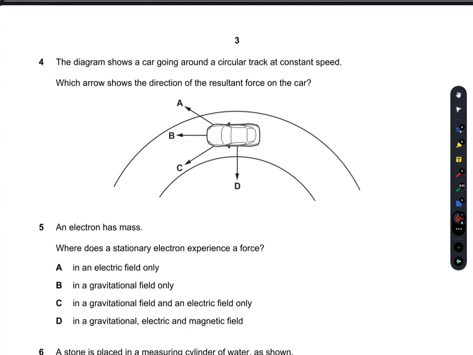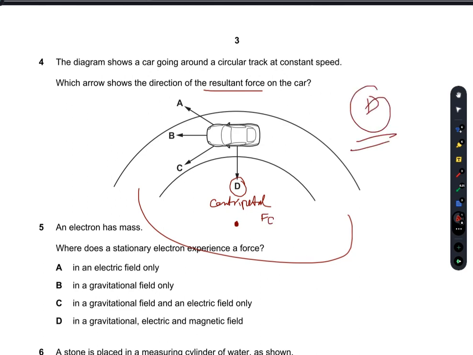The diagram shows a car going around a circular track at a constant speed. Which arrows show the direction of the resultant force on the car? So this car is moving in a circular track, and in a circular track, we know that the resultant force is always towards the center of this track, and this force is called the centripetal force, FC. So D is the right answer.